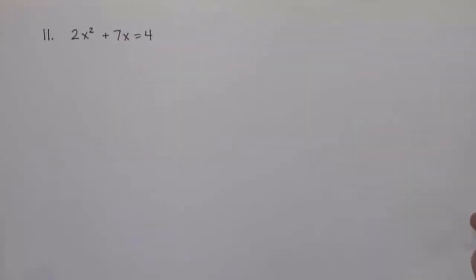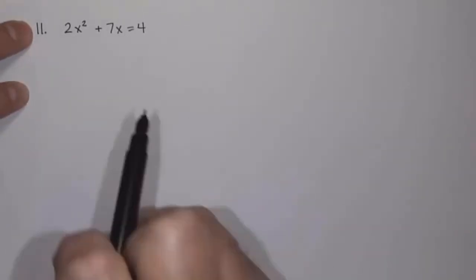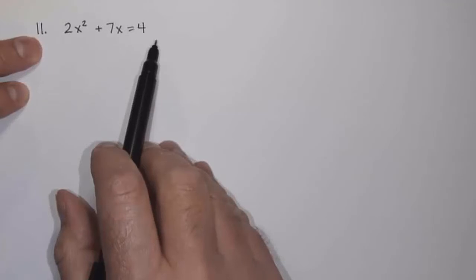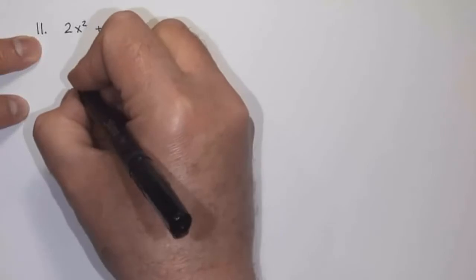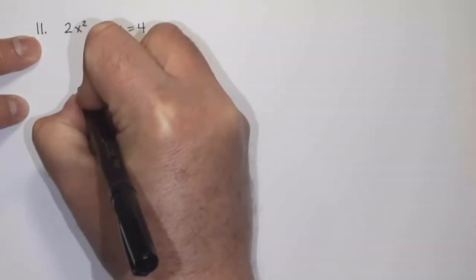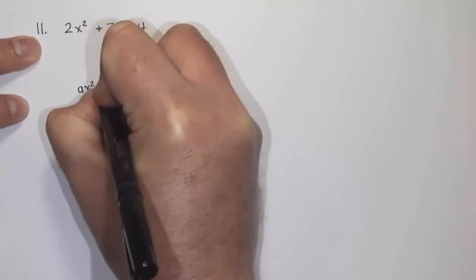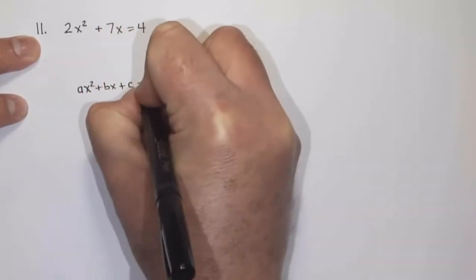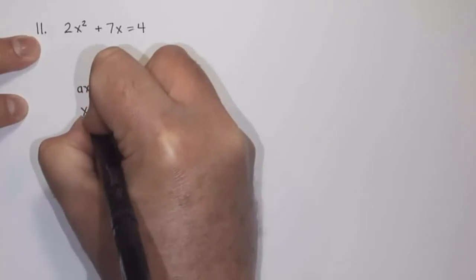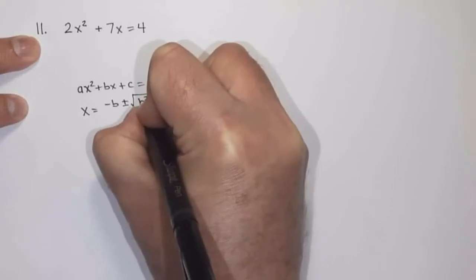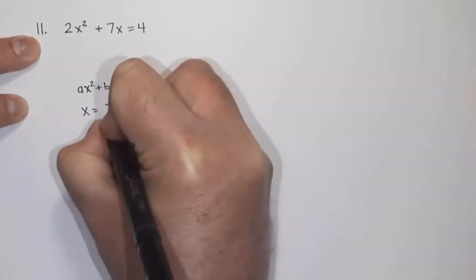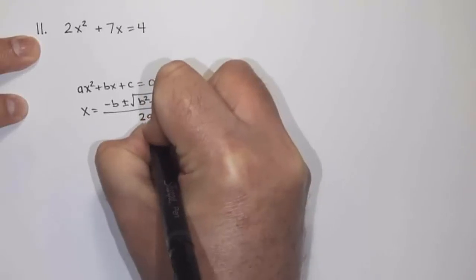Number 11, we want to solve the quadratic equation 2x squared plus 7x equals 4. So here I've written down our quadratic equation that we're going to solve. To solve this, we can use the quadratic formula. The quadratic formula, remember, says that if we have an equation of the form ax squared plus bx plus c equals 0, then x is going to equal negative b plus or minus the square root of b squared minus 4ac all over 2 times a.